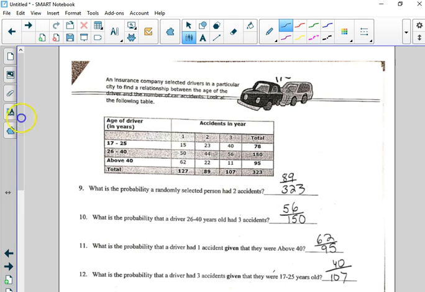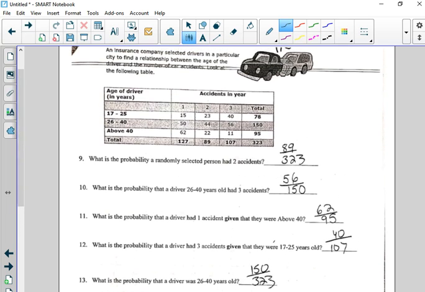All right. If you turn these into decimals, it's okay, but you should have the fractions written down. So what's the probability a randomly selected person had 2 accidents? Okay? So here's 2 accidents. There's 89 people that had 2 accidents out of the total of 323. What's the probability that a driver 26 to 40 had 3 accidents? Well, it's given that you're 26 to 40. That means this is your denominator. And 3 accidents, that's your numerator.